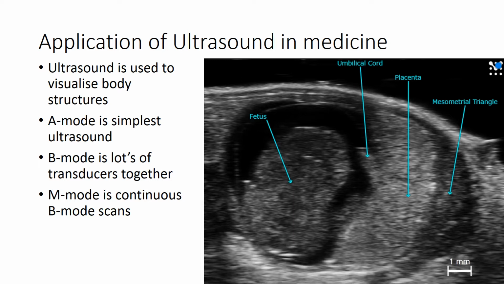Application of ultrasound in medicine. Diagnostic sonography is an ultrasound-based imaging technique that is used to visualize body structures such as tendons, muscles, joints, vessels, and internal organs. This is used to find possible pathologies and lesions. This is very effective for imaging soft tissue of the body.